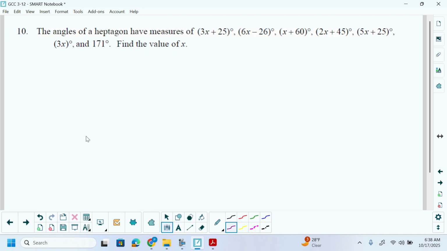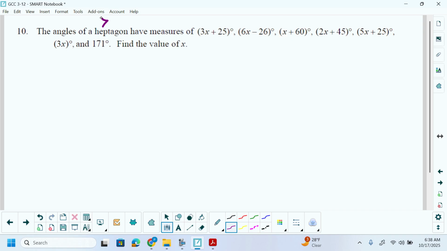And the last review one we'll look at, so we've got a heptagon, we've got all the angles in it with those different expressions and numbers, and we want to find x. So heptagon is 7 sides. You want to re-look through the names of your polygons before the test. If you're unsure of it, you will not be able to ask me how many sides it has.